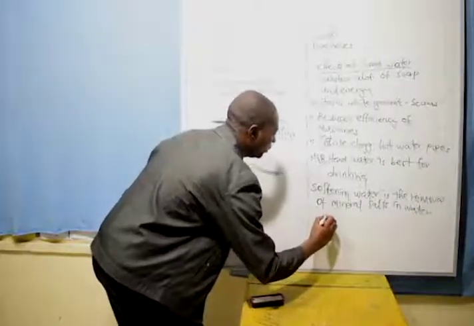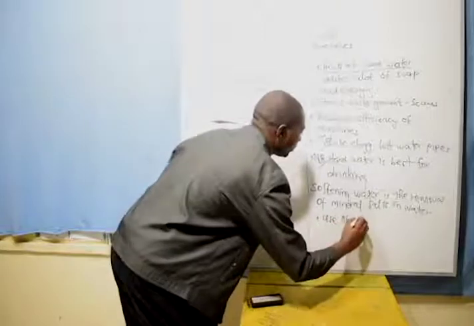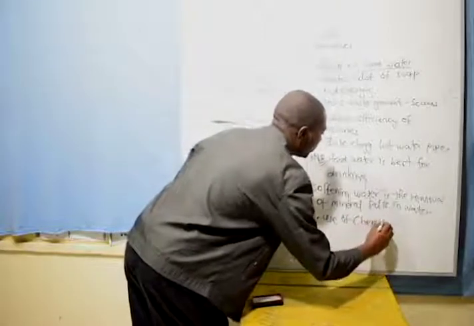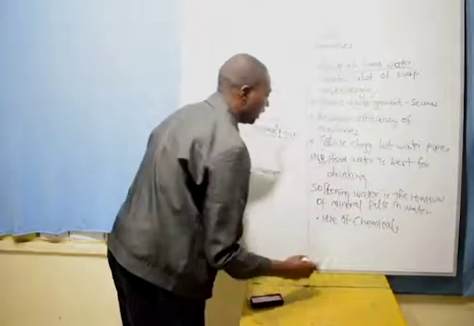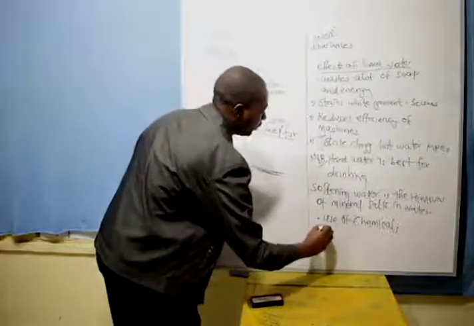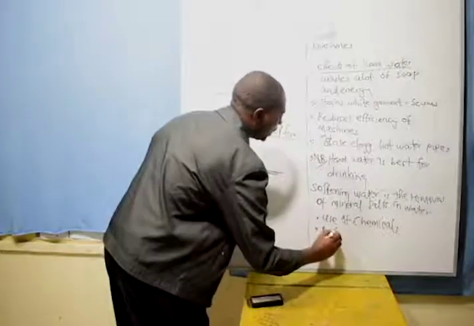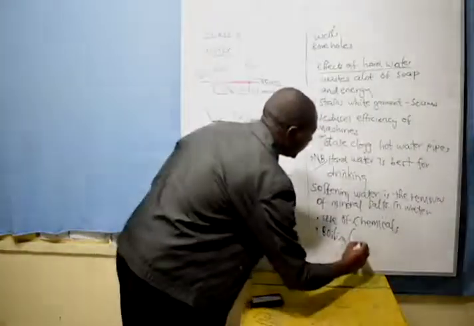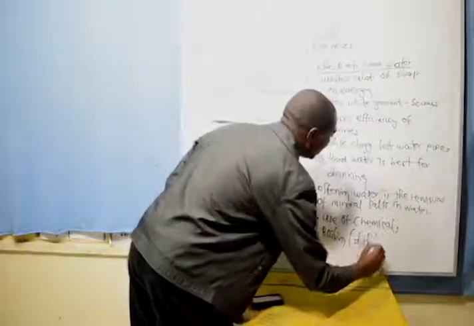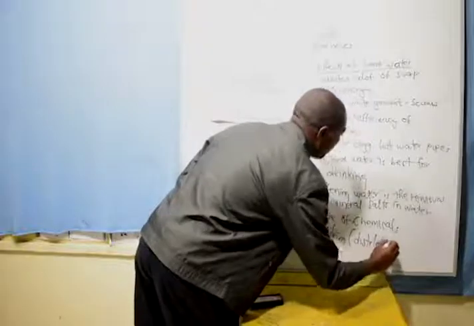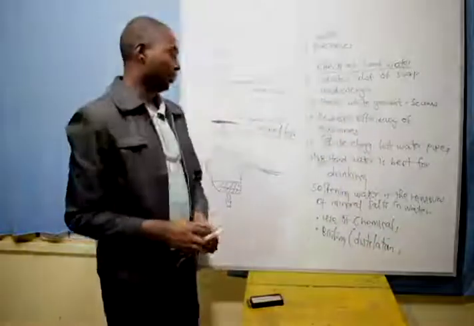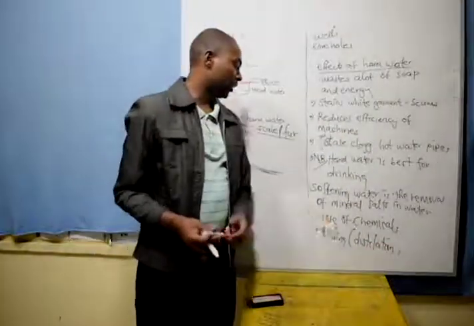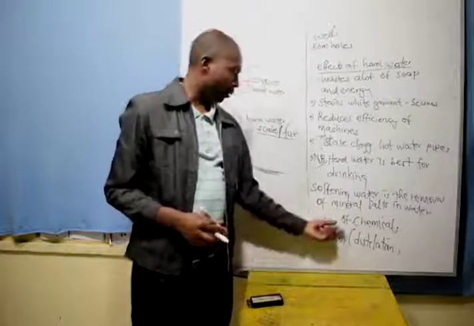We have two methods of doing that. We can use chemicals. There are chemicals we put in water to eliminate the minerals. Number two, you can do boiling, and boil then collect the steam. That process of boiling is known as distillation. Boiling only eliminates temporary hardness, while chemicals eliminate permanent hardness.